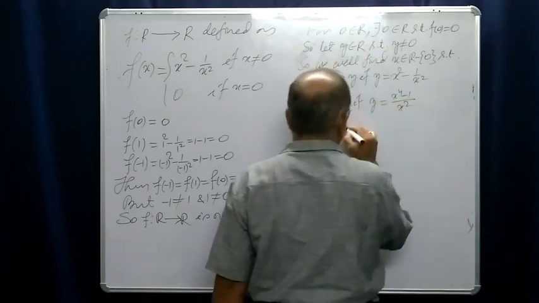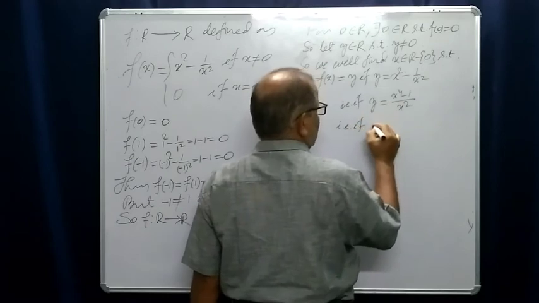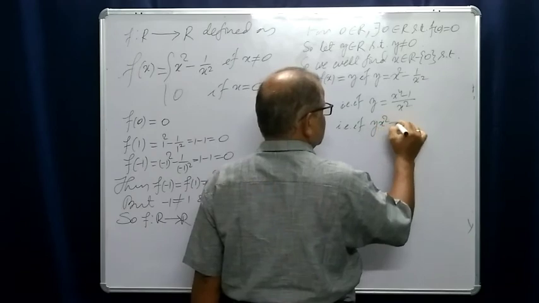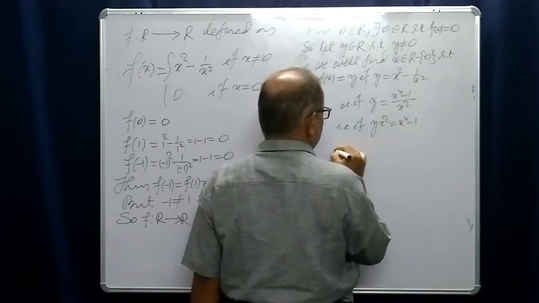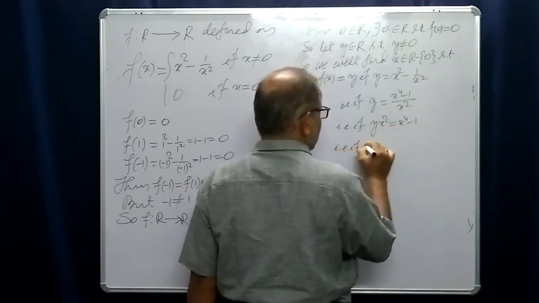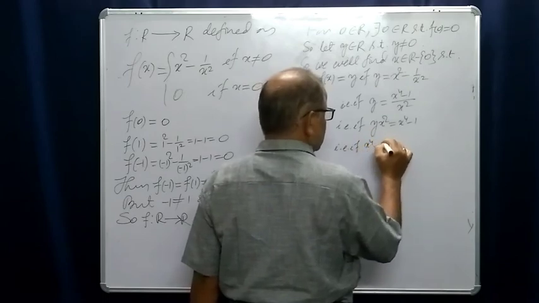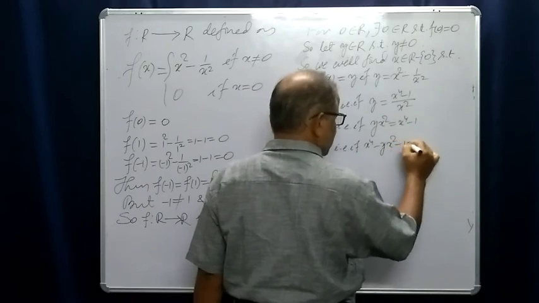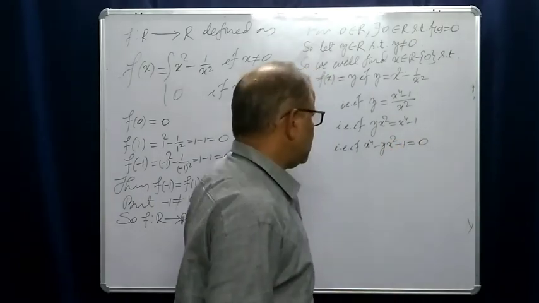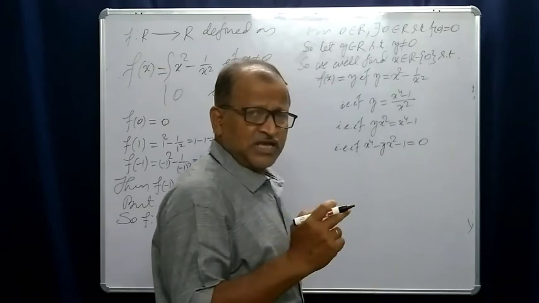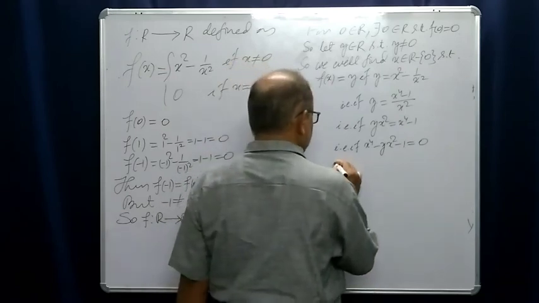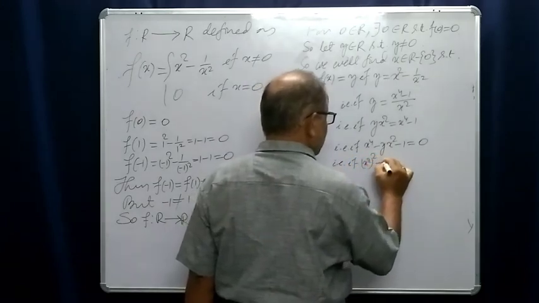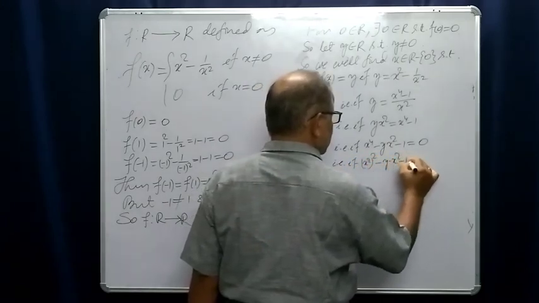That is, if yx square is equal to x to the power 4 minus 1. That is, if x to the power 4 minus yx square minus 1 is equal to 0. That means it behaves like a quadratic equation, that is, if (x square) square minus y x square minus 1 is equal to 0.